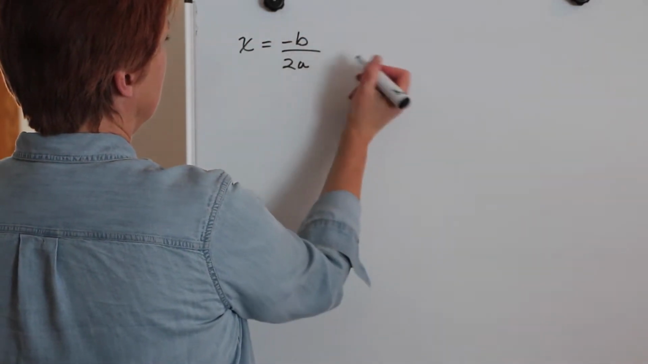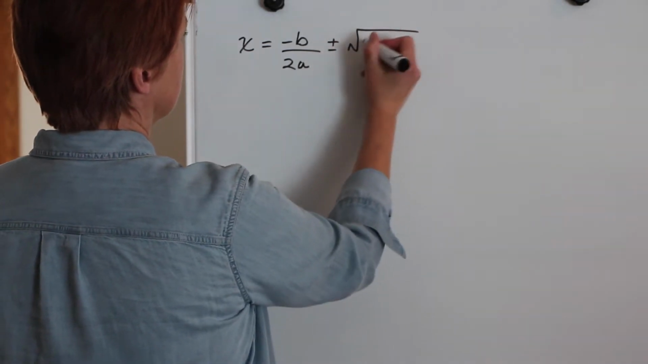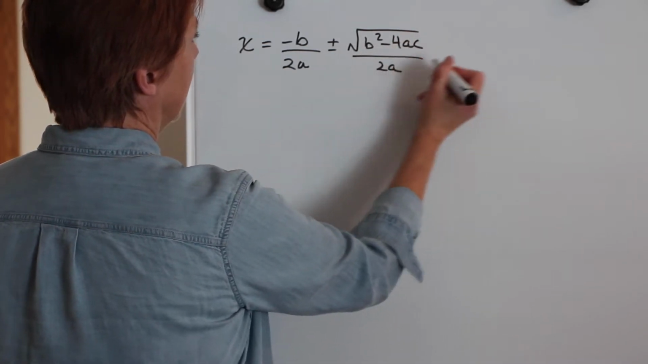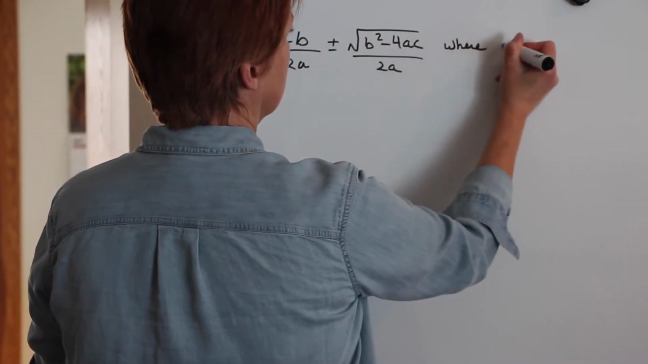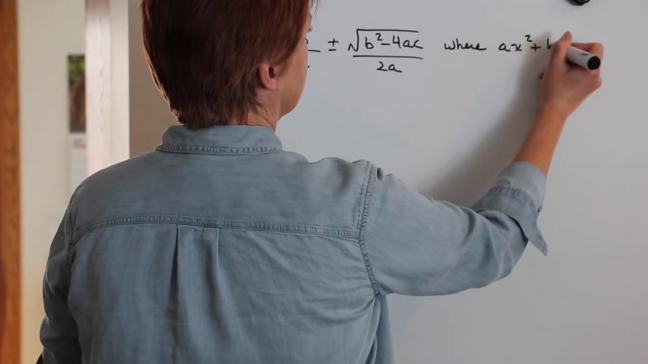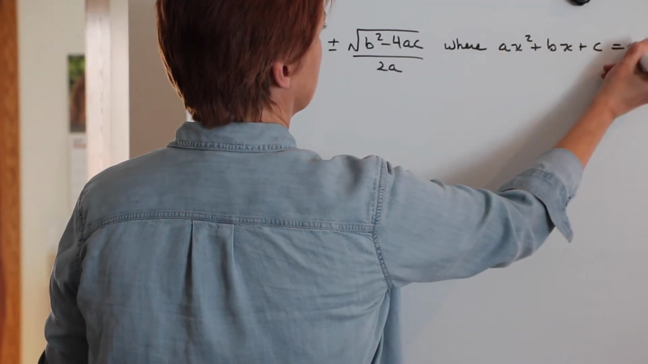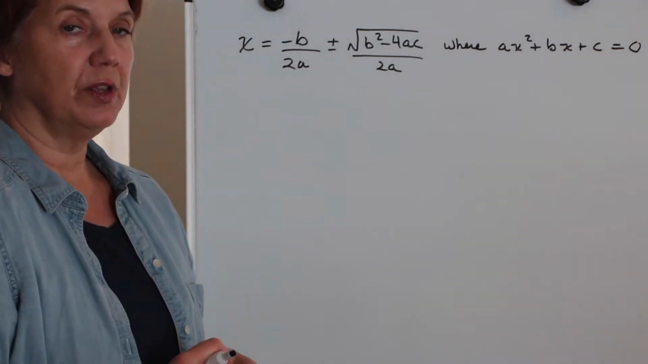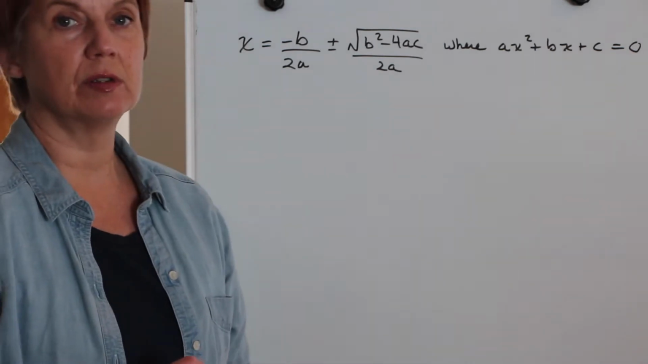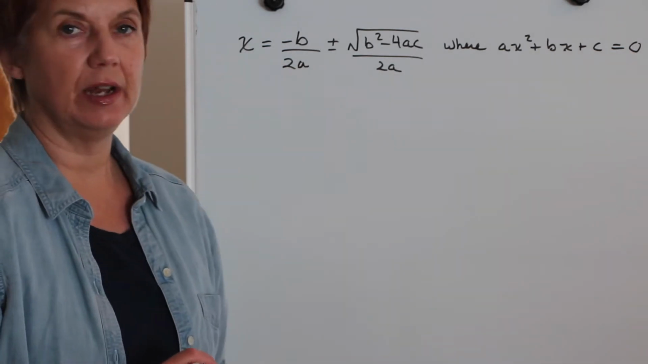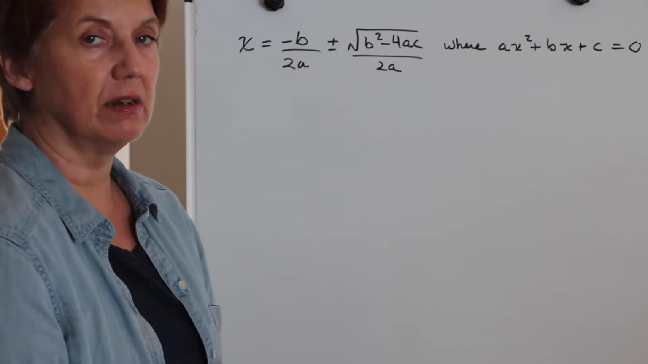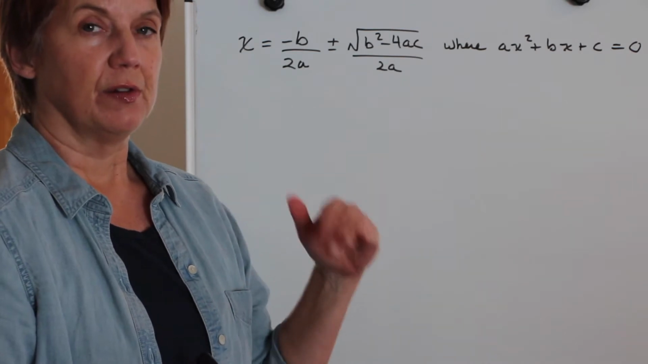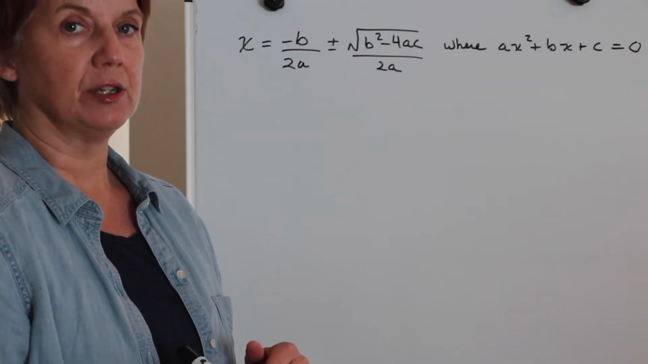So it's negative b over 2a plus or minus the square root of b squared minus 4ac over 2a, where ax squared plus bx plus c is equal to 0. This might look slightly different from what you're used to, and the reason is that most teachers, most textbooks teach this as a single fraction, and I don't. I teach it as two fractions, and it makes it a lot easier. You're also going to avoid a lot of the reducing errors that happen near the end of your calculations, okay?